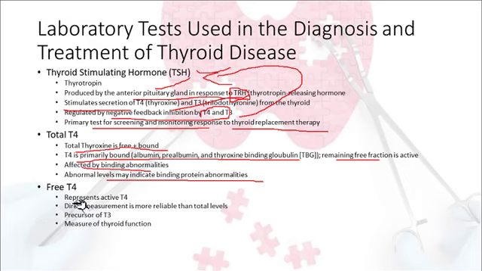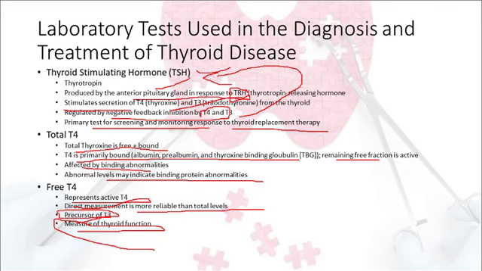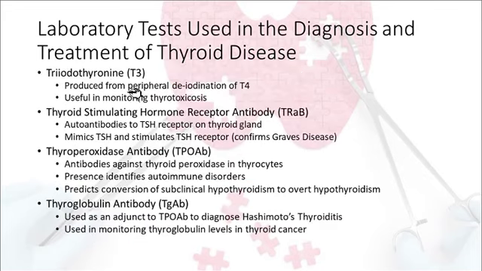Free T4, on the other hand, represents the active portion of T4. It's directly measured and is more reliable than the total T4 levels. It is, of course, the precursor to T3, which we know is 5 times more active than T4, and it is a measure of the actual thyroid function itself. When it comes to T3, or triiodothyronine, it is produced from peripheral deiodination of T4 and is useful in the monitoring of thyrotoxicosis.